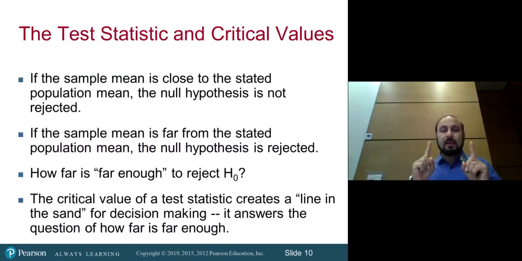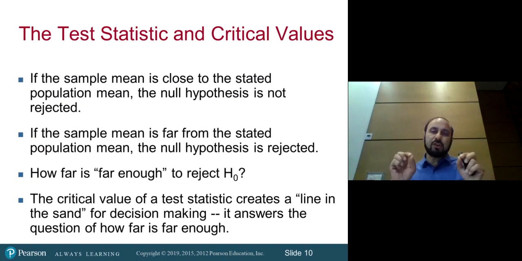Okay. Test statistic and critical values. Very, very important to know when to reject the null hypothesis. If the sample mean is close to the stated population mean, the null hypothesis is not rejected. In our case, the sample mean is not close because 50 and 20 are significantly different. Of course, we have to reject the null hypothesis. If the sample mean is far from the stated population mean, as in the example we have just given, we have to reject the null hypothesis.